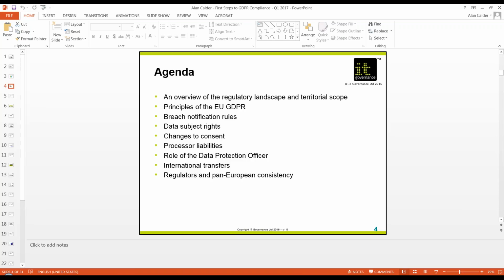Today we'll have a brief overview of the regulatory landscape where personal data is concerned, and a quick look at the key principles of the European Union's General Data Protection Regulation. We'll then look at rules and data subject rights, which are critical to understanding how the regulation fits together, the changes that the regulation brings into consent and what you have to do to lawfully have consent to process information, the liabilities on processors now clearly identified from those of data controllers, the role of the data protection officer, international transfers of data, and then the pan-European consistency mechanism, which is designed to ensure that we no longer have different ways of tackling data protection in different parts of the European Union.